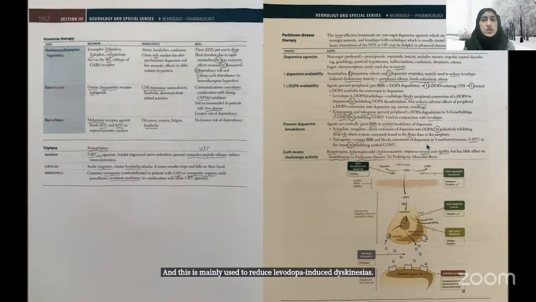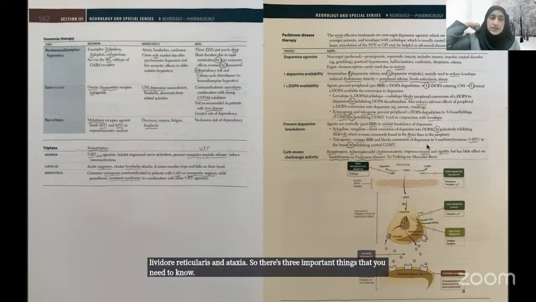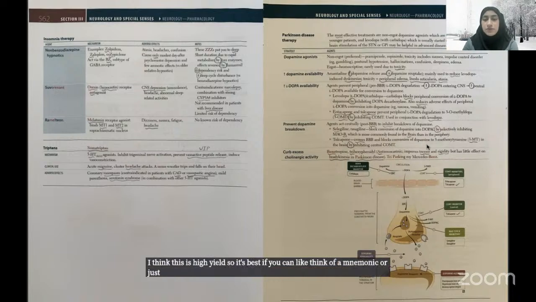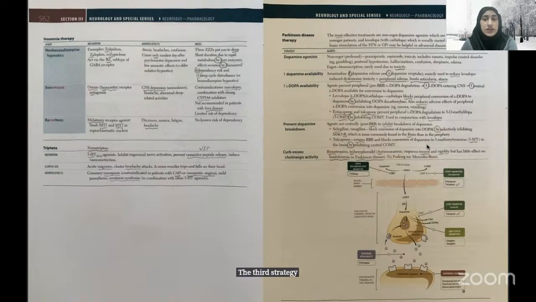Now, this drug also has an adverse effect, which is basically toxicity. Through its toxicity, it can cause peripheral edema, livedo reticularis, and ataxia. So there are three important things that you need to know. I think this is high yield, so it's best if you can think of a mnemonic or just learn it as it is. The third strategy is to increase L-DOPA availability.